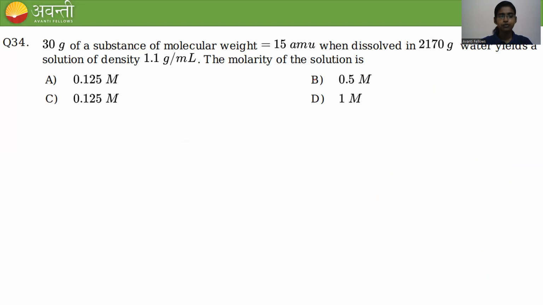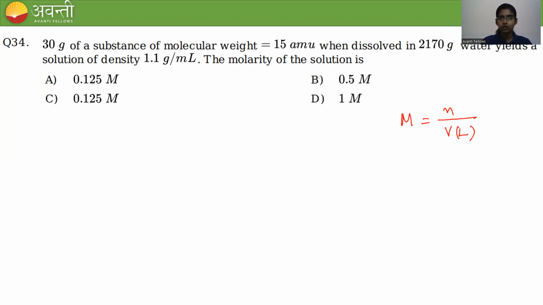Question number 34. 30 gram of a substance of molar weight 15 AMU when dissolved in 2170 gram water yields a solution of density 1.1 gram per milliliter. Find the molarity of the solution. What is molarity? Molarity is the number of moles divided by the volume of the solution in liter. Do we have the volume here?